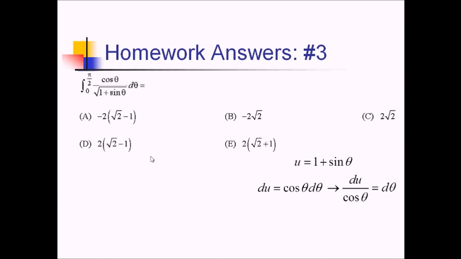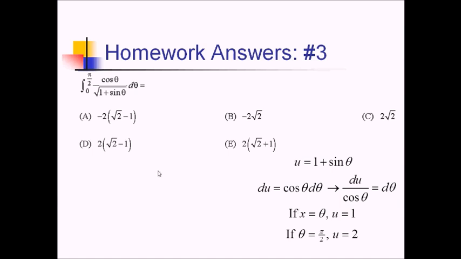Next, let's swap out these theta values in the limits of integration for u values. If theta is 0, then u is going to be 1 plus sine of 0, or just 1. And if theta is pi over 2, then we've got 1 plus sine of pi over 2, which is 1 plus 1, or 2 for u.